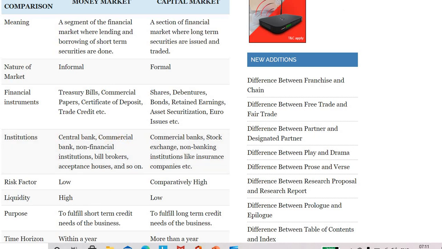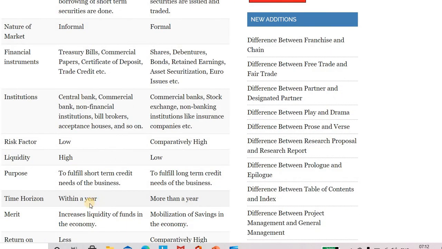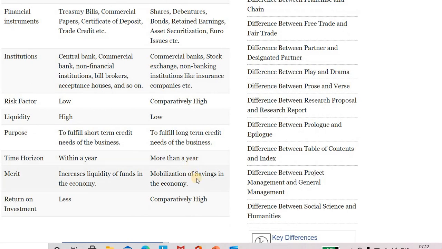Okay, then in money market, risk is low, capital market comparatively high, liquidity is high in money market, capital market liquidity is low. Fulfill short-term credit needs of the business. Then in the case of capital market, to fulfill long-term credit needs of the business. Then time horizon, within 1 year. Capital market we know it is long term, that is the reason more than a year. Okay, merit increases liquidity of funds in the economy, and in the case of capital market, mobilization of savings in the economy. Return on investment is less in money market, and in capital market it is comparatively high.